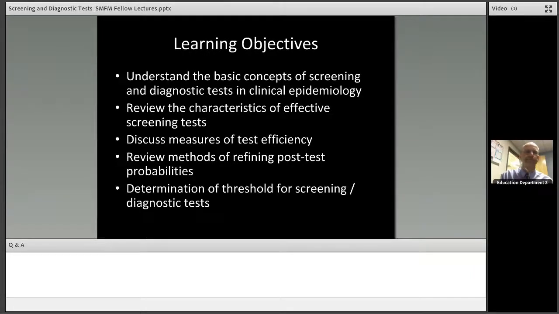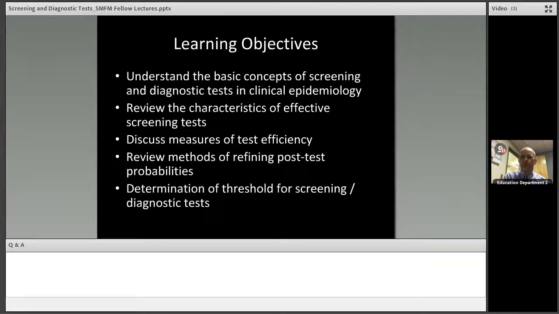So I have no financial disclosure. Just as Bill said, I'll be talking about screening and diagnostic tests. For some of you who have an epidemiology background, this may be sometimes basic, but for most fellows, I think this is what you really need to know regarding diagnostic and screening tests.